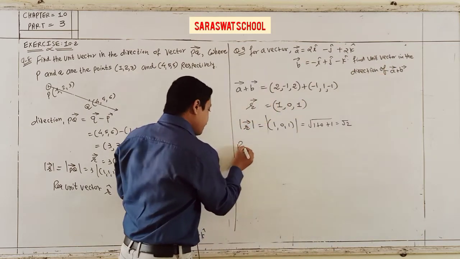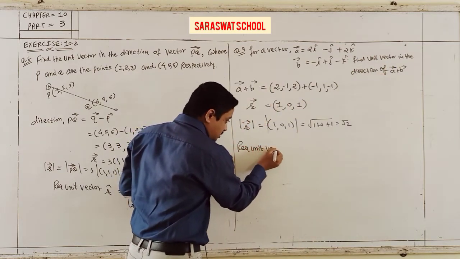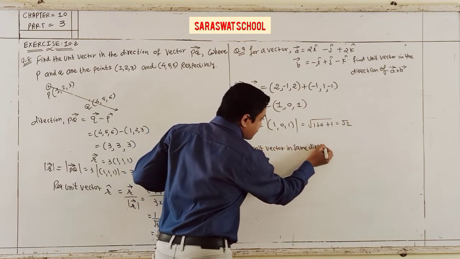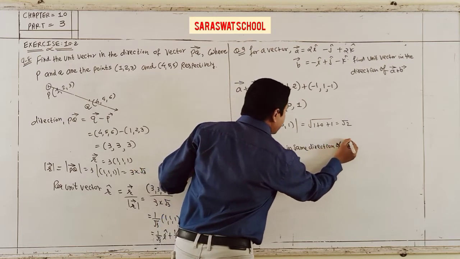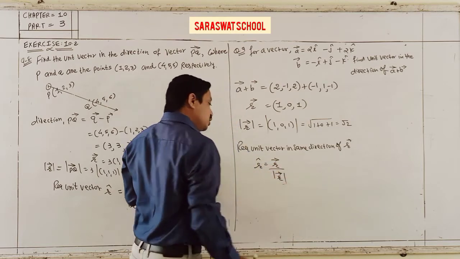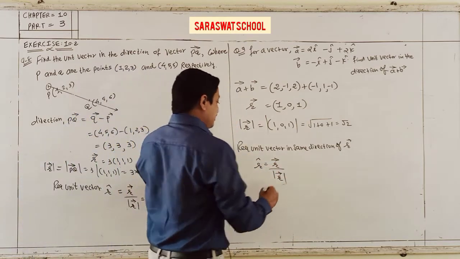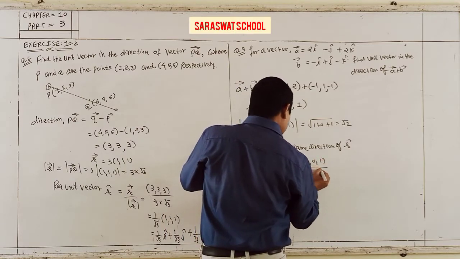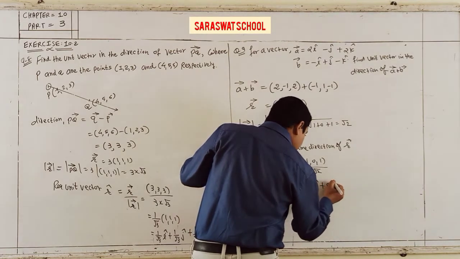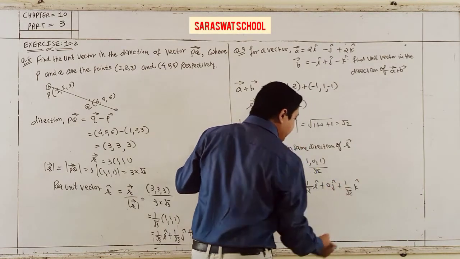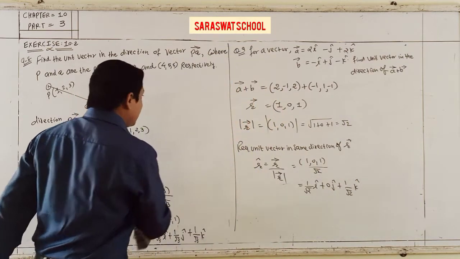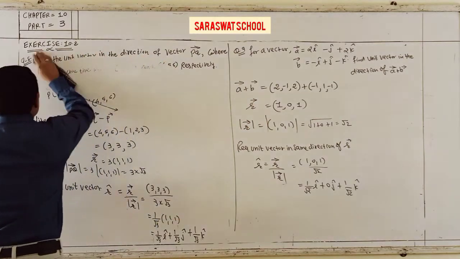So the required unit vector in the same direction, R cap, is R by magnitude R. And what is your R? It is (1, 0, 1) by root 2. So 1 by root 2 i plus 0j plus 1 by root 2 k. That's simple and easy, students, our unit vector is done. Now continue with question number 10.